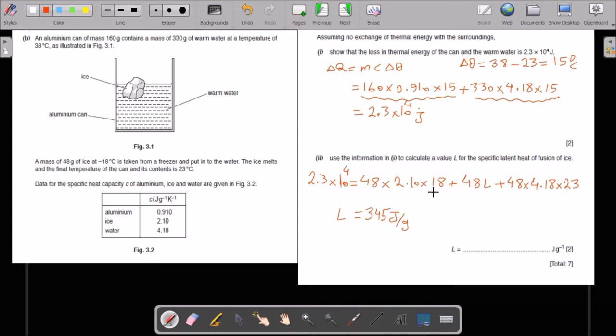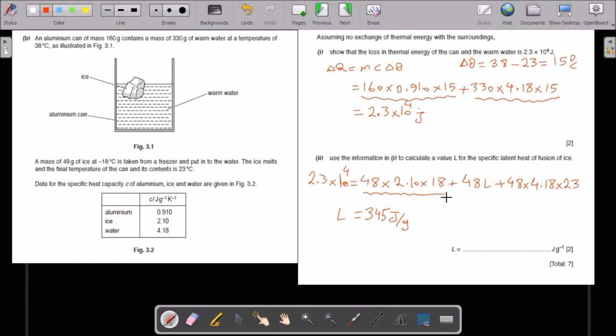Now this time you should use the ice information. So first of all, the temperature of the ice is negative 18 degrees Celsius. So it must reach 0 degrees Celsius. So you need mc delta theta for ice from negative 18 to 0.